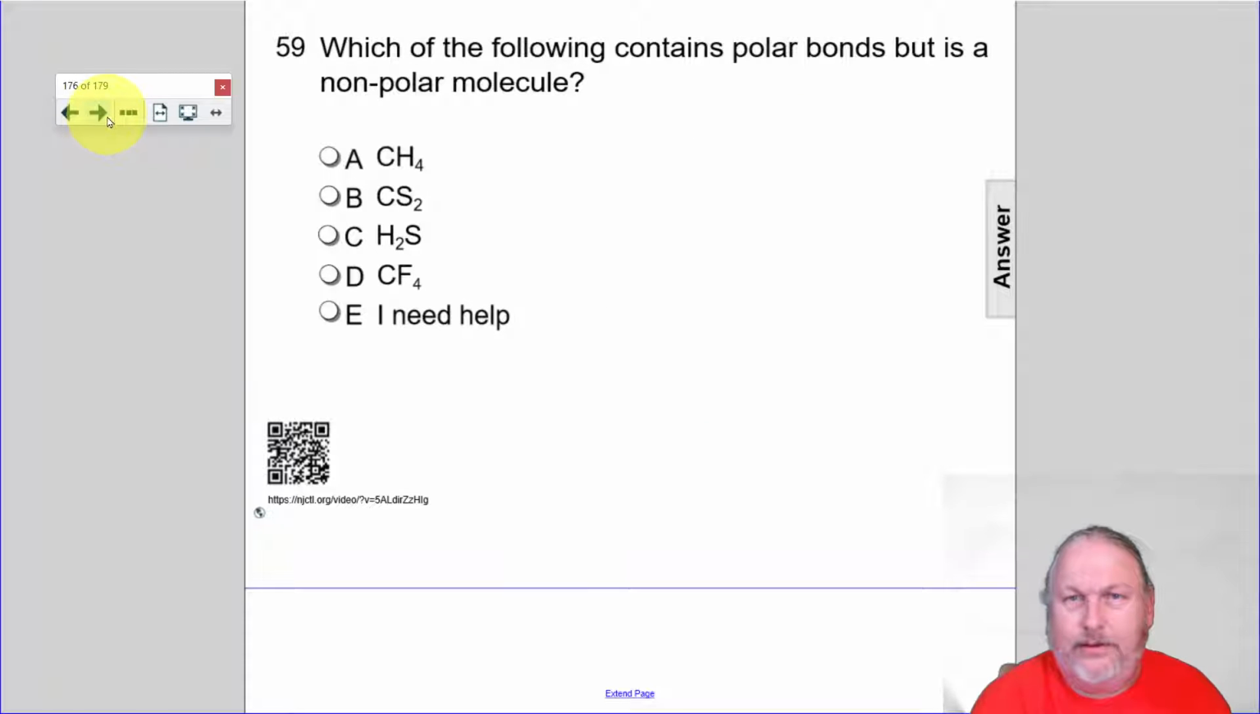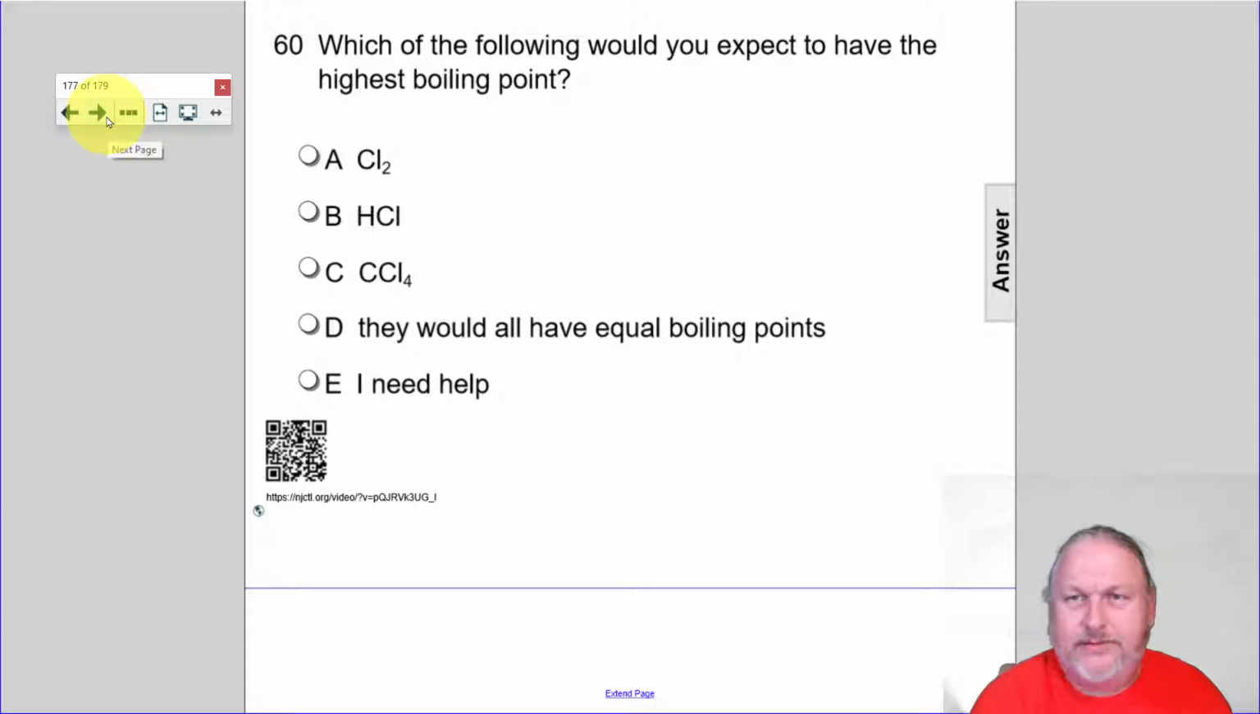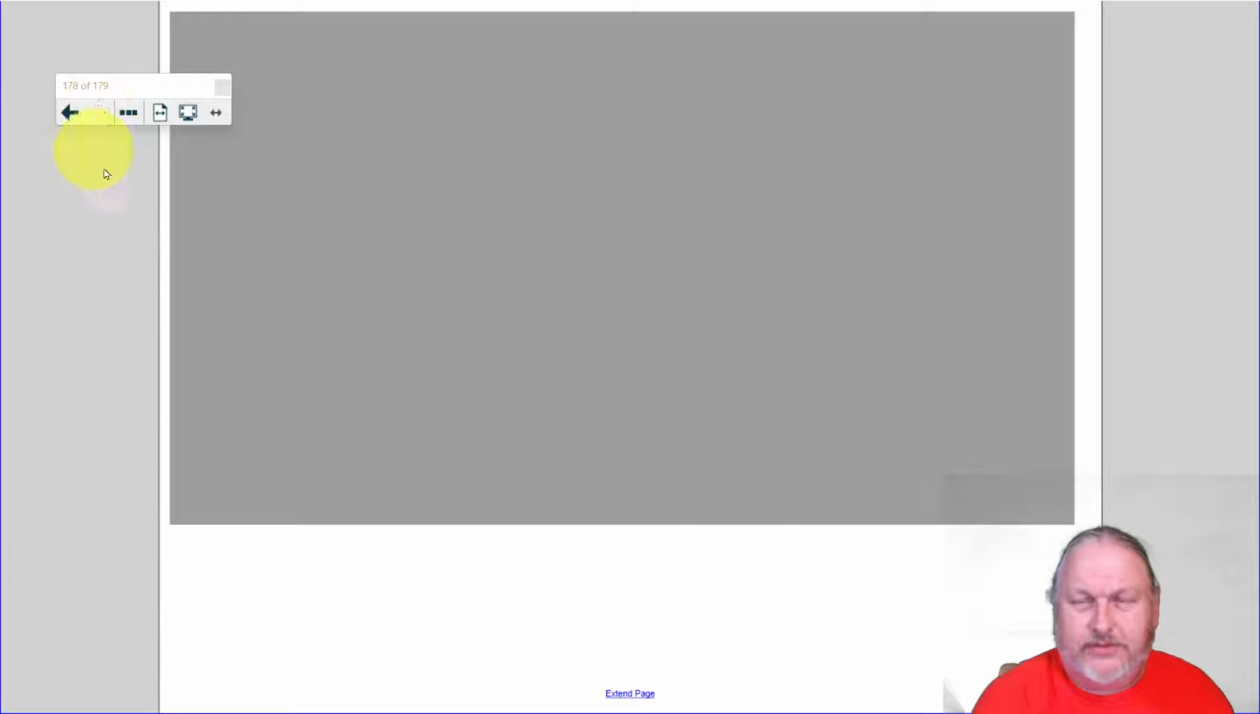Again, we'll go through these in class. Cl2 is nonpolar, HCl is pretty polar, and carbon tetrachloride is nonpolar. Hydrochloric acid, HCl, should have the highest boiling point because it is polar, and it's going to be hard to cancel those poles out.